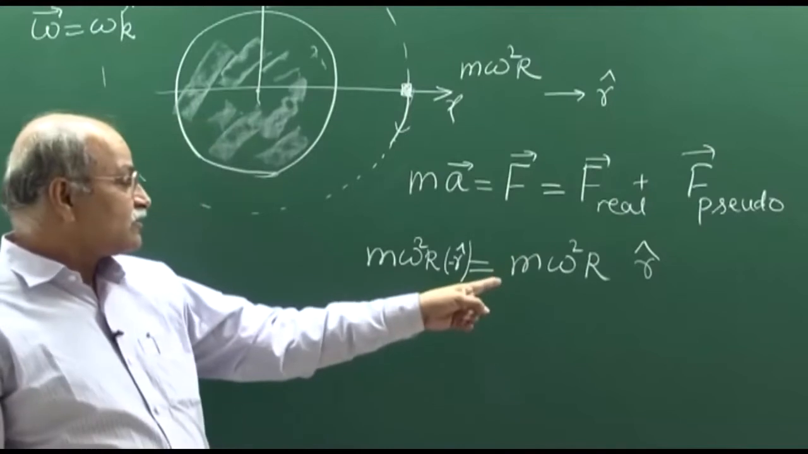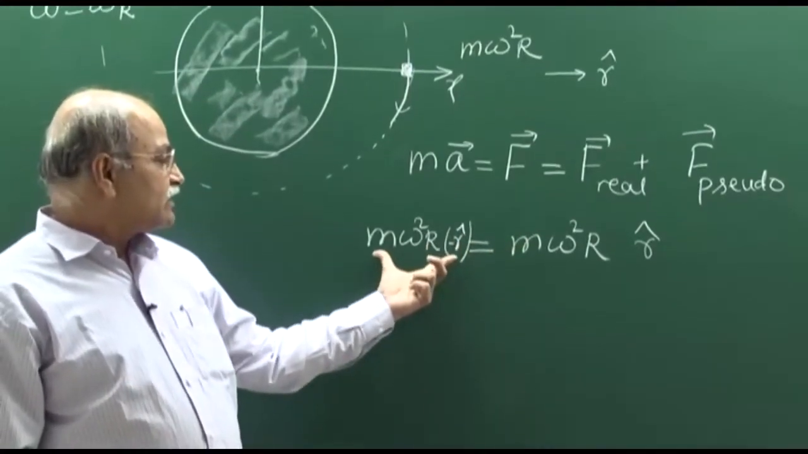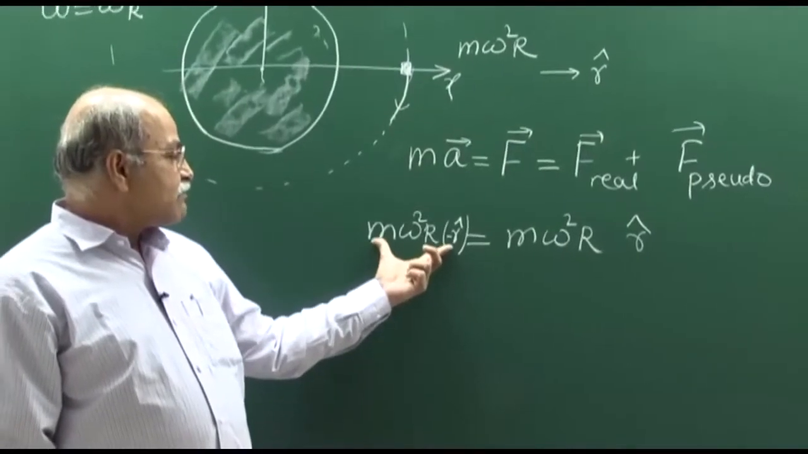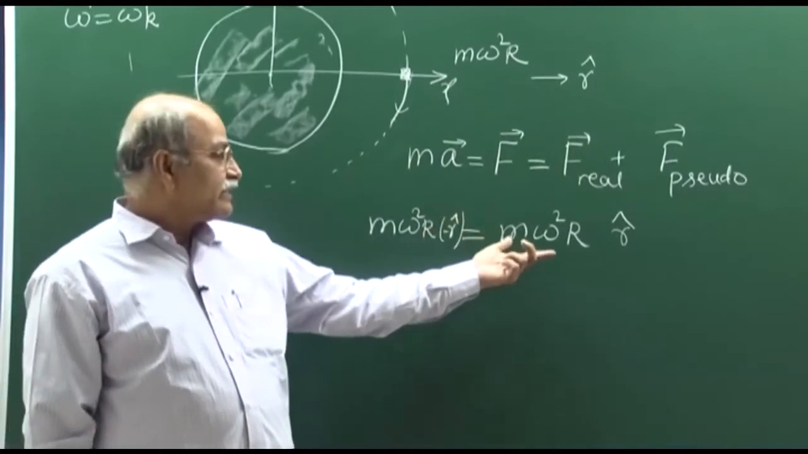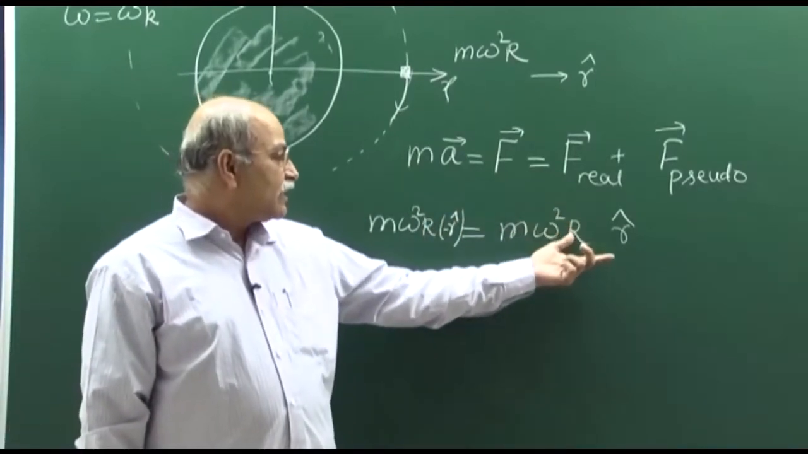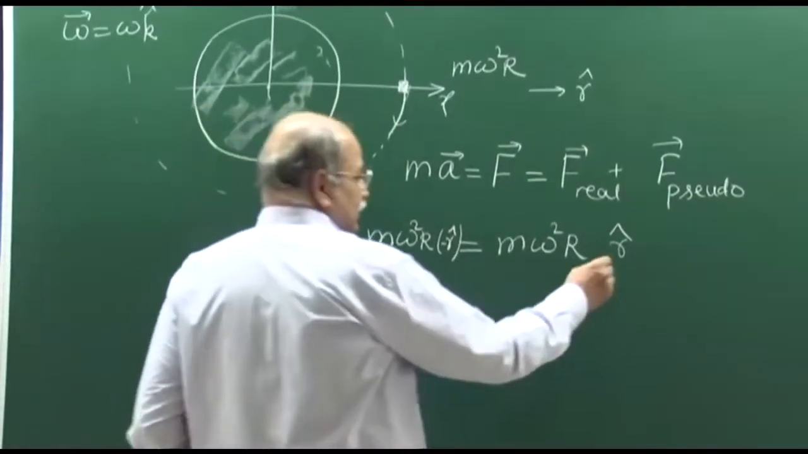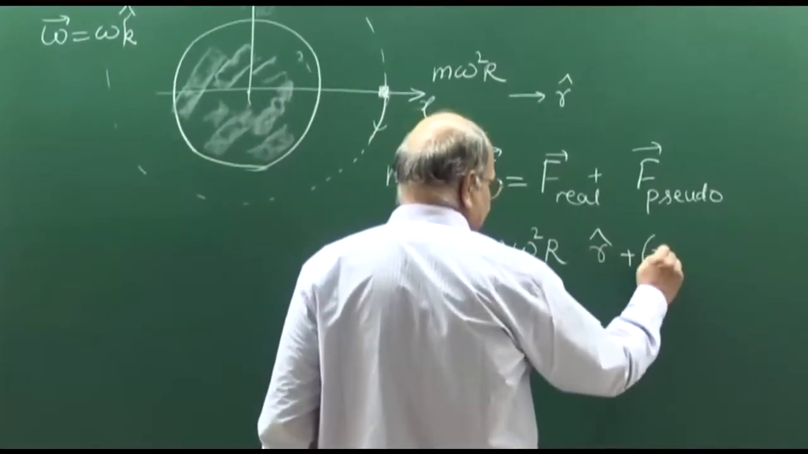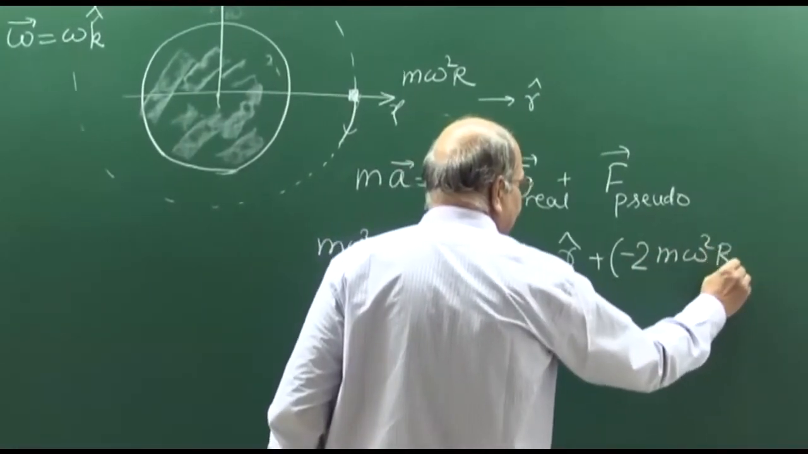So, that means in a rotating frame, together with centrifugal force, we need some more pseudo forces. And how much should that be? If I am to get this m omega square r in minus r cap, and here it is m omega square r in r cap, what should I have? I should have yet another force, which is minus 2 times m omega square r cap.